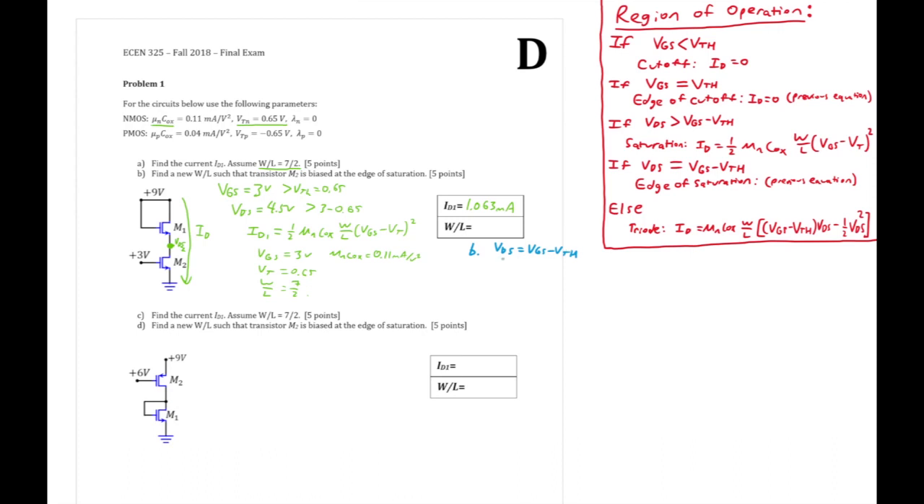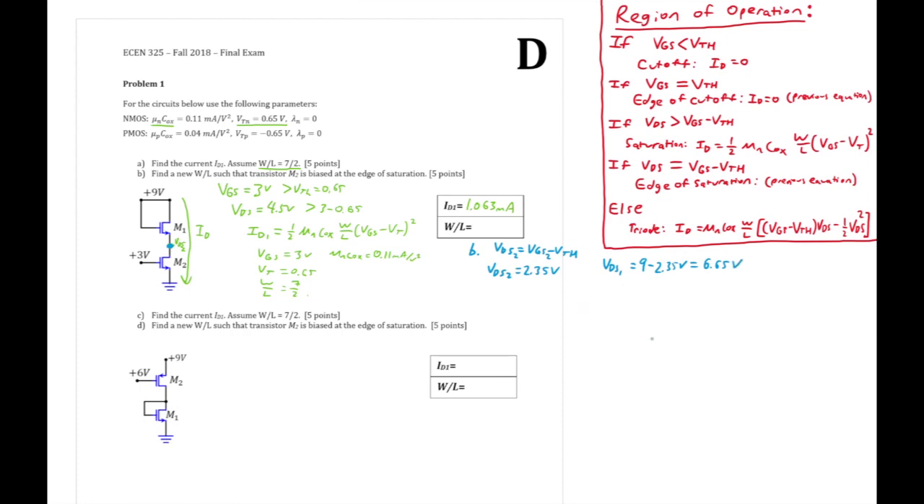And more specifically, we know that VDS2 is equal to VGS2 minus VTH. So we know that VGS2 is 3. We know that VTH is 0.65. So 3 minus 0.65 gives us our VDS value of 2.35 volts. Okay, so that is what this point voltage is right here. And so that means that the voltage drop across M1, VDS1, is equal to 9 minus 2.35 volts, which is 6.65 volts.